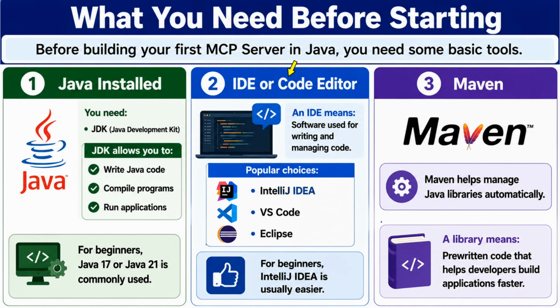Next, you need an IDE or code editor. An IDE means software used for writing and managing code. Popular choices are IntelliJ IDEA, VS Code, and Eclipse. For beginners, IntelliJ IDEA is usually easier. You also need Maven. Maven helps to manage Java libraries automatically. A library means pre-written code that helps developers build applications faster.